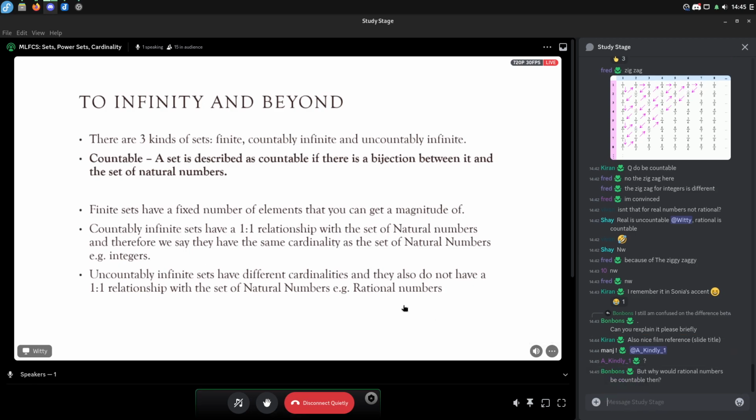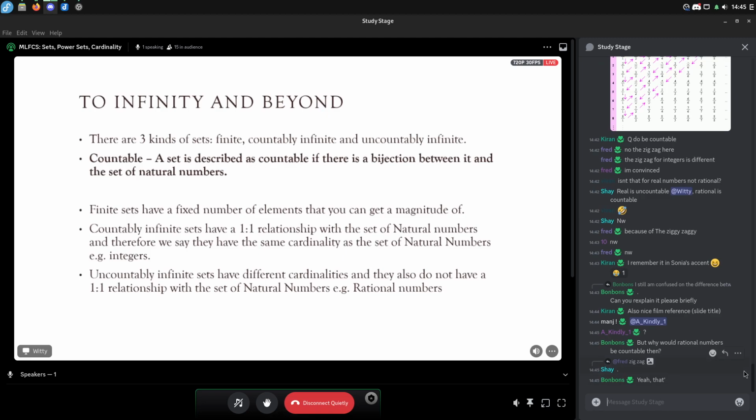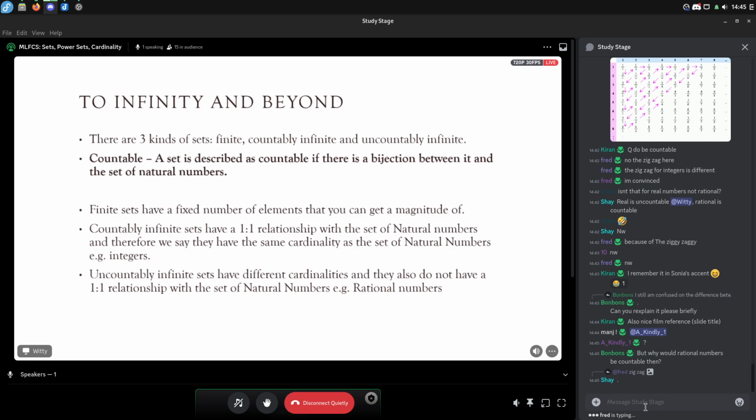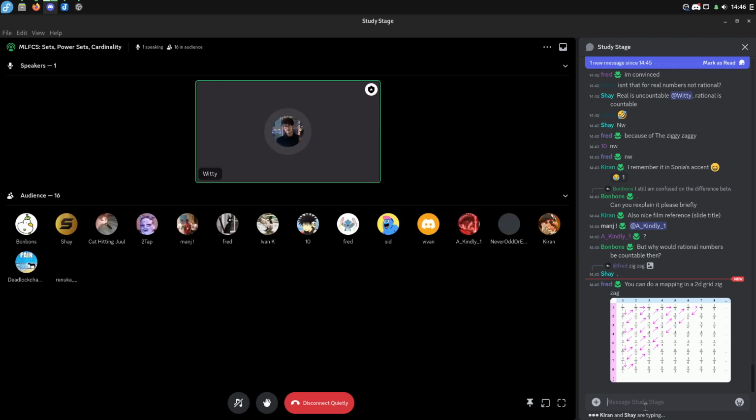Why would rational numbers... Yeah. Basically, I made a mistake on my slide with that one. It's not rational numbers, it's real numbers that are uncountable. Rational numbers are indeed countable because they are a quotient of an integer and a natural number. Therefore, they are countable, but real numbers are not countable. They are uncountable. In fact, I'll change it right now just to prevent any confusion.